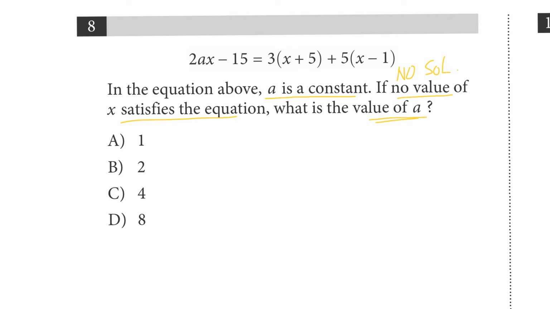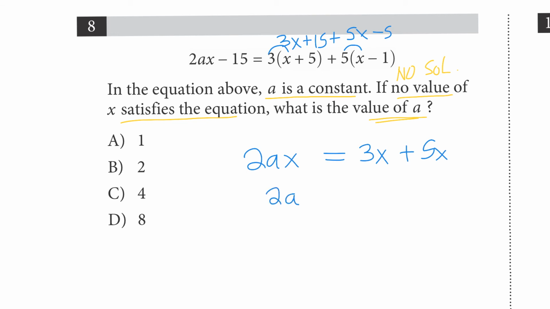So what I'm going to do is multiply 3x here, 3x plus 3 times 5 is 15, and this would be 5x minus 5, and that is 2ax. So 2ax has to equal to what? 3x plus 5x. So all I'm doing is setting the x's equal to each other, and so if I have 2a is equal to 3 plus 5, so 2a is equal to 8. That means that a has to equal to 4.